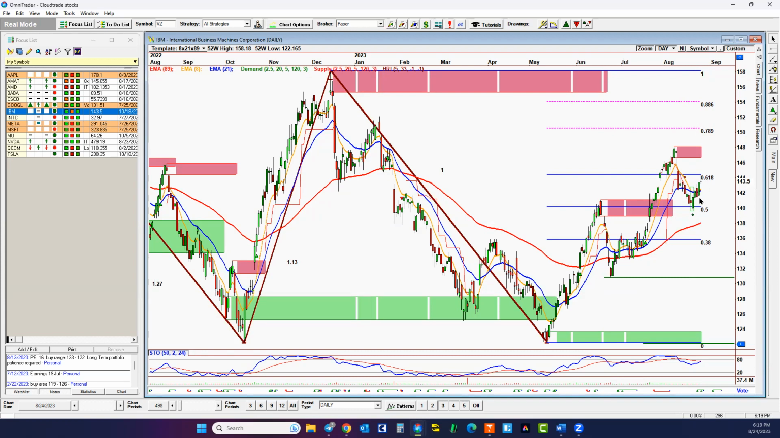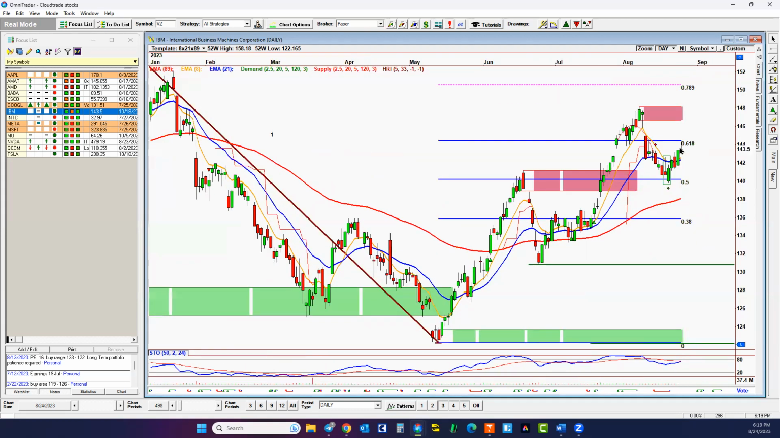The 8 and 21 did cross up, and that has confirmed today. I haven't decided yet if I'm going to put it through, but if I do, you'll see it go in tomorrow. If it doesn't go in tomorrow, then I'm not buying at these levels.